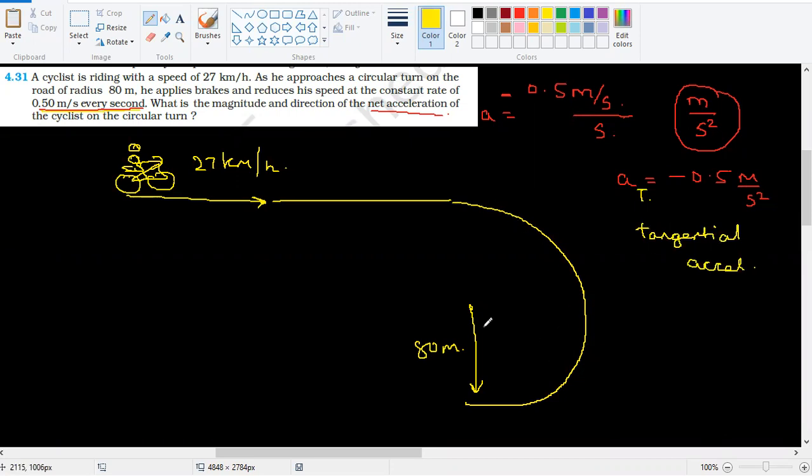Since he's going in a circular turn, there must be a centripetal acceleration. So centripetal acceleration, I'm going to call it AC. If you want, you can call it radial also, centripetal or radial. Anybody remember the formula? Nobody remembers the centripetal formula. So AC is equal to V square by R.